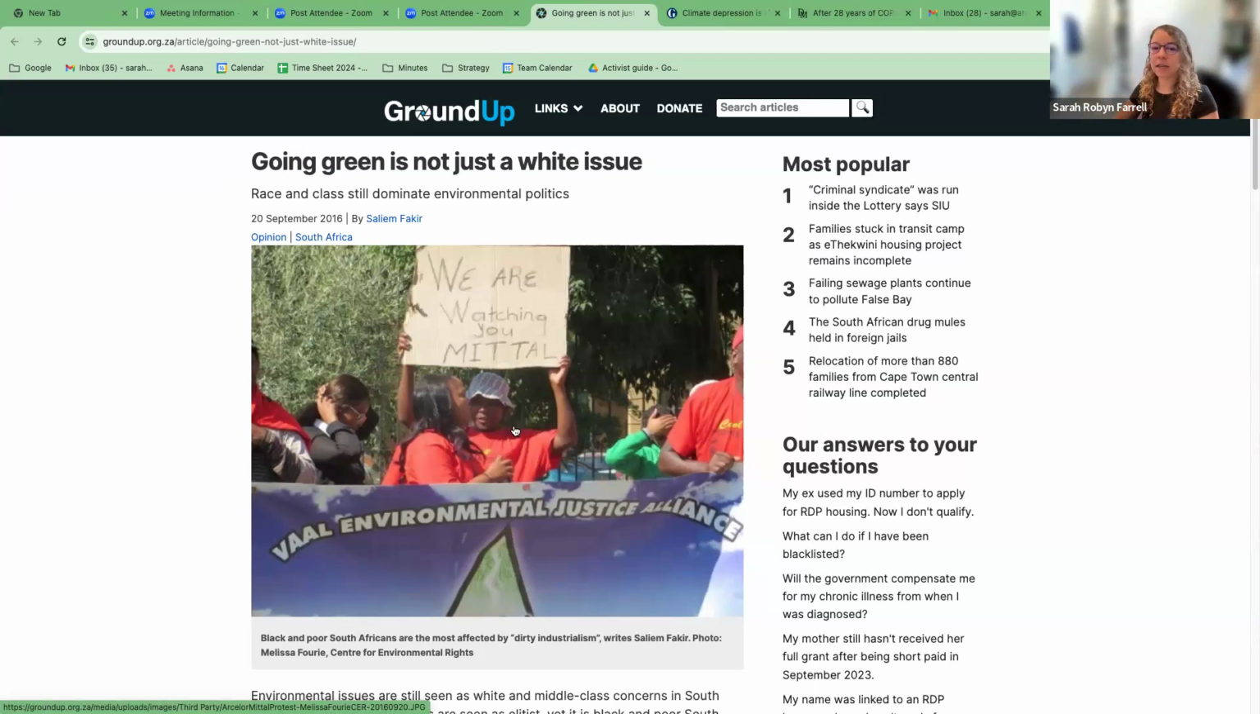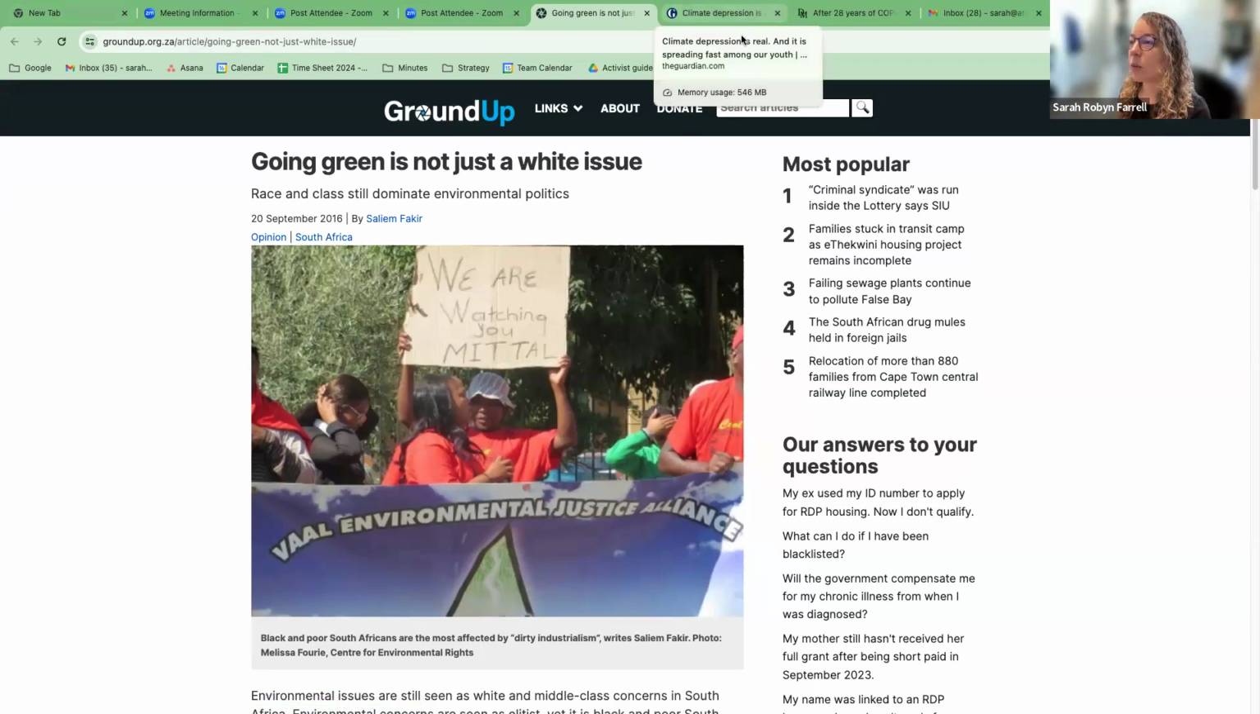Mm-hmm. Okay. So you see here, it says opinion, and that's usually how publications will define that it's an op-ed, it's part of the opinion section, and this will be across different ones. So here we have an example from Ground Up, a local South African publication, where this author has spoken about the race and class politics of the environmental movement.